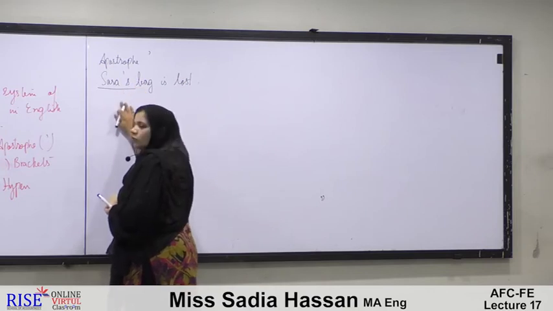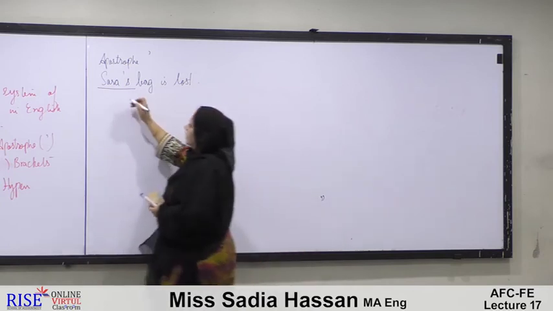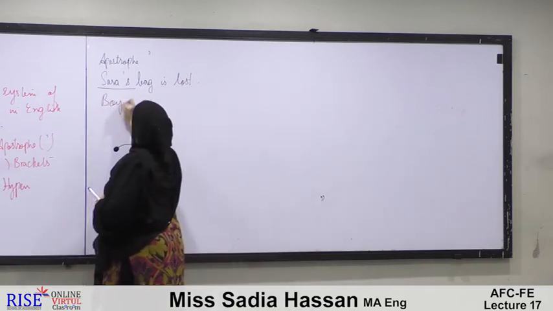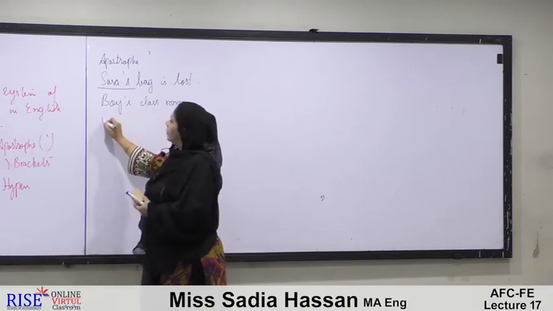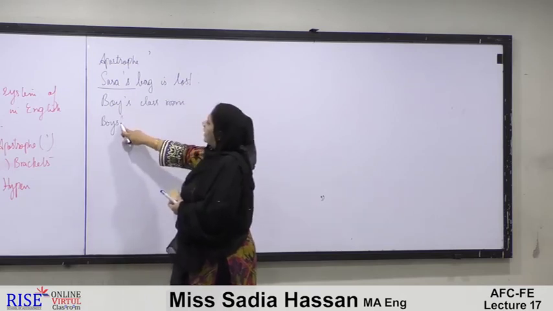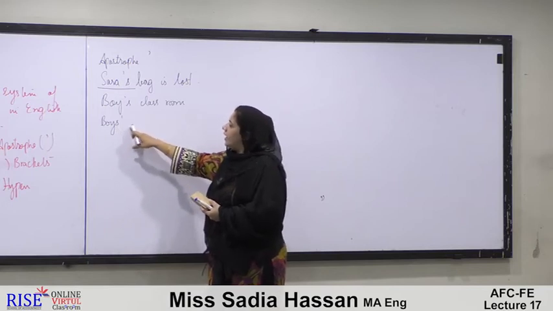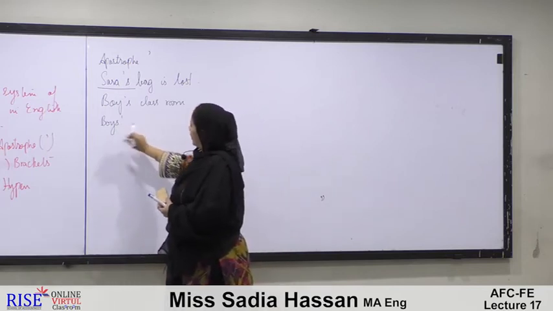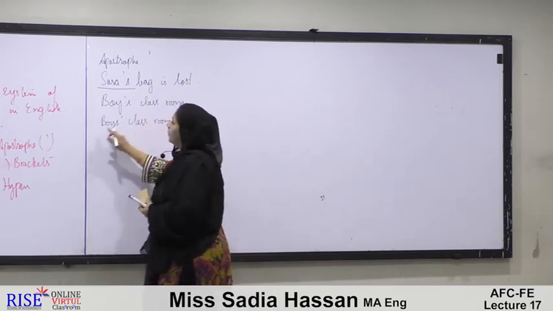If I am going to use the possession of a plural noun, how am I going to use it? Boys. If only one boy's classroom, we represent it like this. But if I'm using boys as a plural noun, I'll just use this apostrophe at the end of the plural noun. I don't need to have S again at the end. Boys' classroom. That shows the possession of a plural noun.